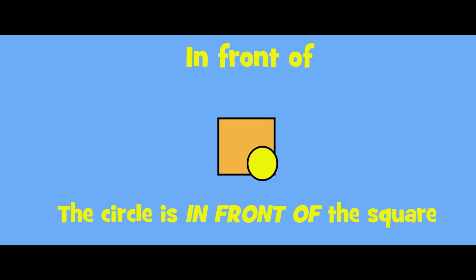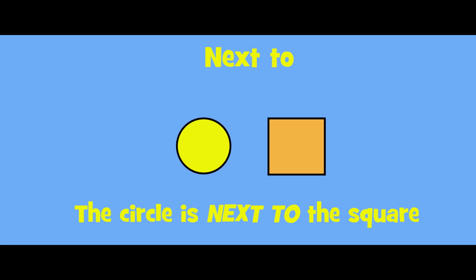Here we have in front of. The circle is in front of the square. So just like behind, now the square is behind the circle, which means the circle is in front of the square. Just like you are in front of your watching device. Whatever you're watching this video on, you are sitting in front of it now. Here we have next to. The circle is next to the square because they are right next to each other. When you put two things together, they are next to each other.